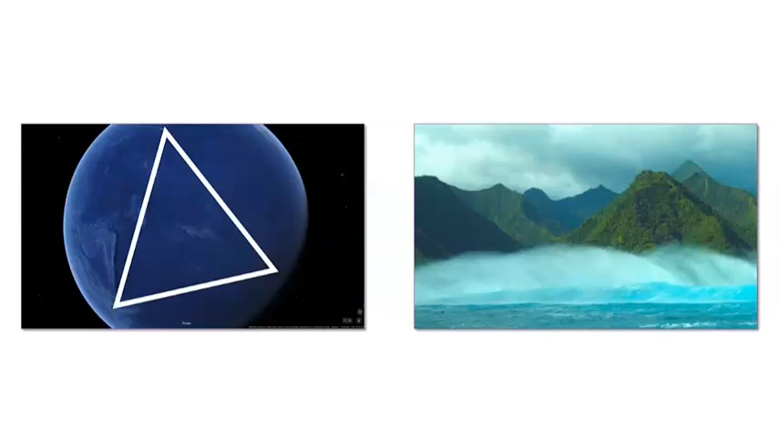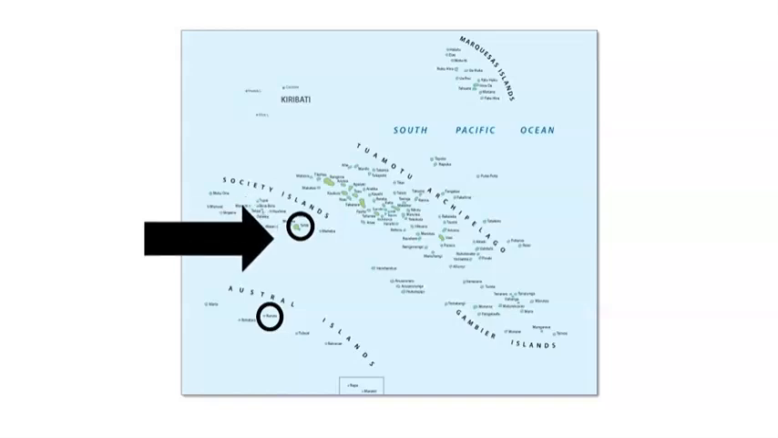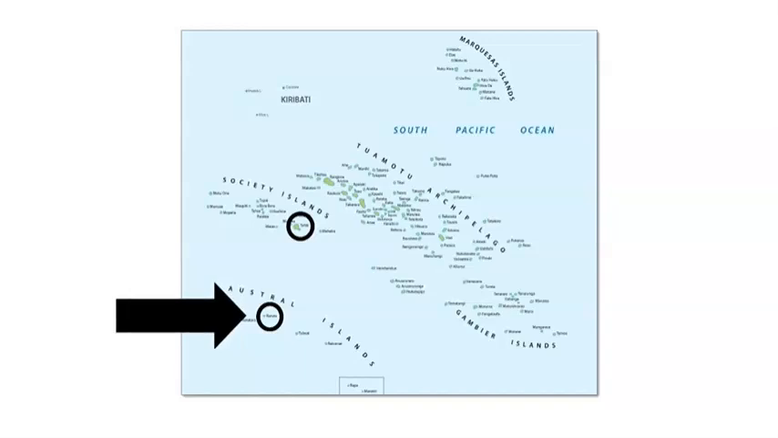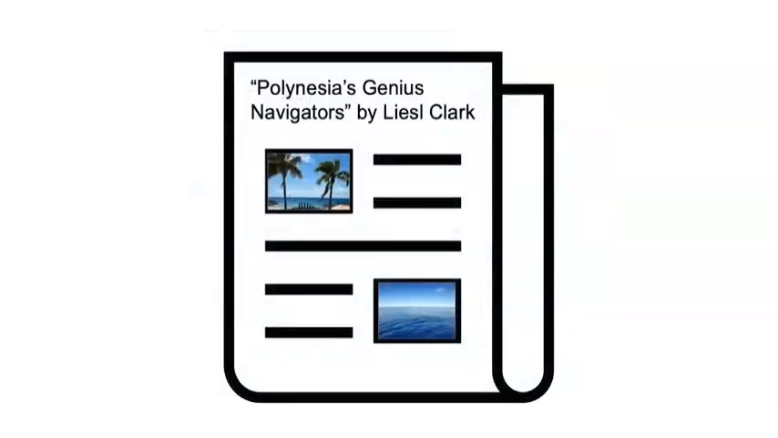But how did people navigate between islands back then? Let's look at another map. This is the island of Rurutu, and this is the island of Tahiti. What do you think the journey from Tahiti to Rurutu would be like? That is a really long way to travel in the open ocean. How would you navigate the 300-mile trip without landmarks or modern tools for navigation? How did the Polynesians find their way from island to island? Well, let's read the article Polynesia's Genius Navigators by Liesl Clark to find out.